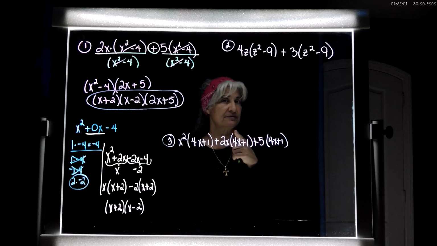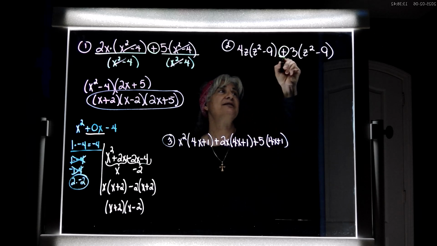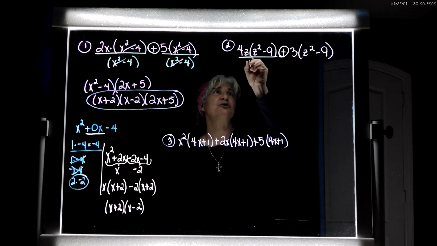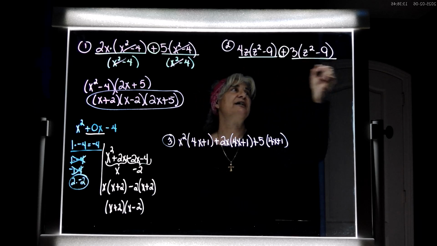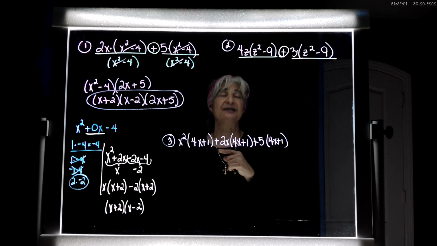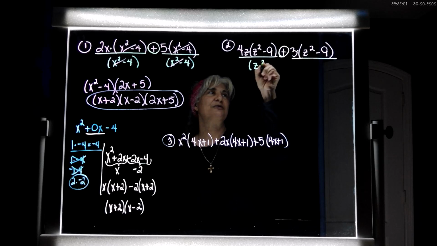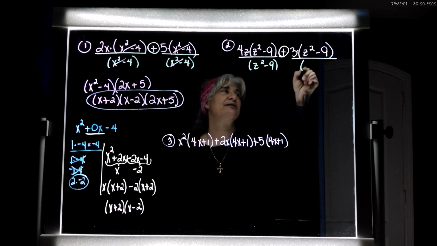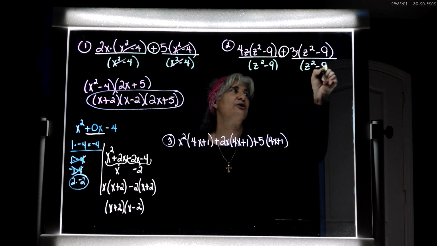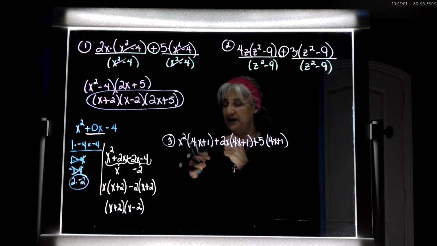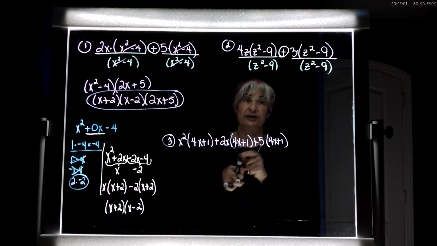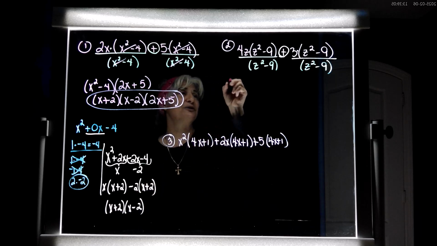How many terms? Good, 2 terms. Plus sign in the middle. This is a multiplication problem to the left. That's a multiplication problem to the right. Excellent, you're getting the hang of this. Anything in common? Yes, the parentheses of z squared minus 9. Okay. Z squared minus 9. Okay. So what are you factoring out? You're factoring out z squared minus 9. Okay.